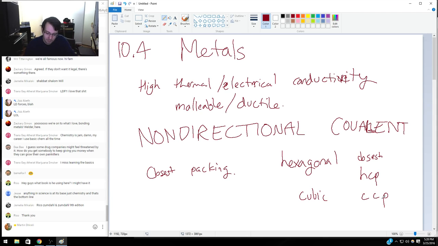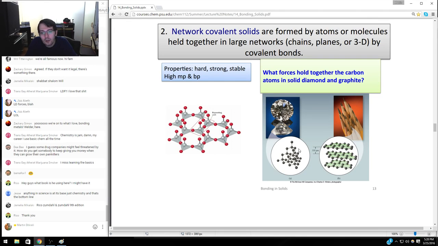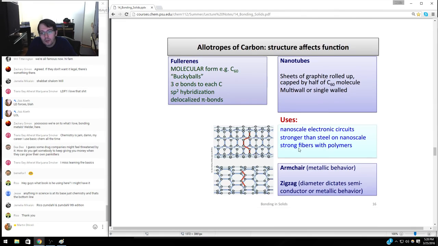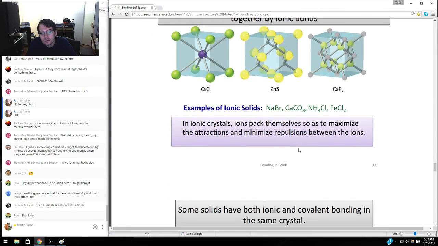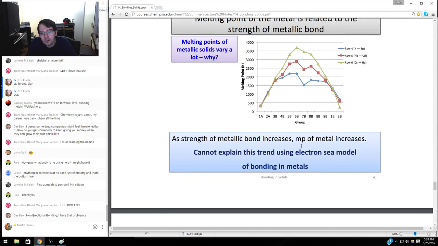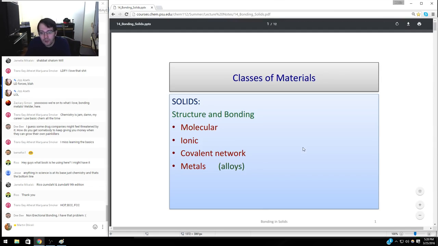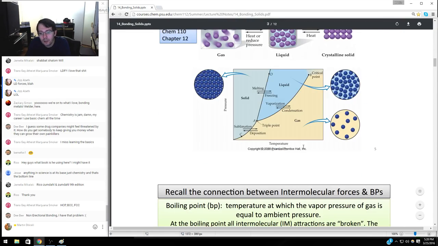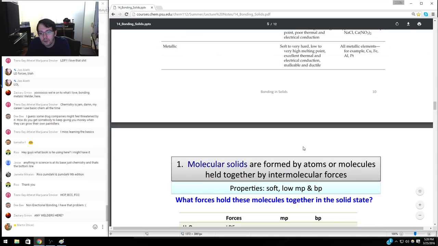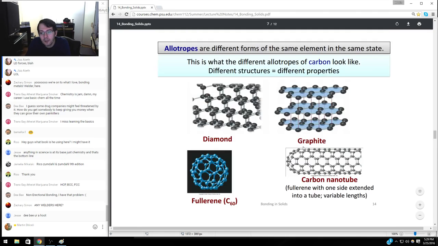I can't draw these because I'm no good as an artist, but they actually do a decent job here. Somewhere, hang on. Here we go. Penn State doesn't think it's too important to know, so I don't know that I do either. Let's see if we can find examples of closest packing here. I don't see it.